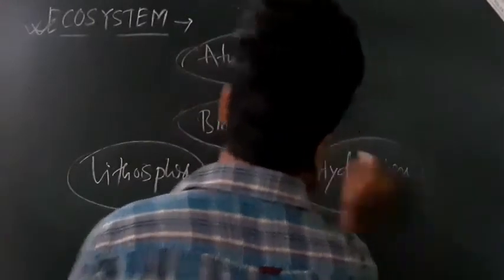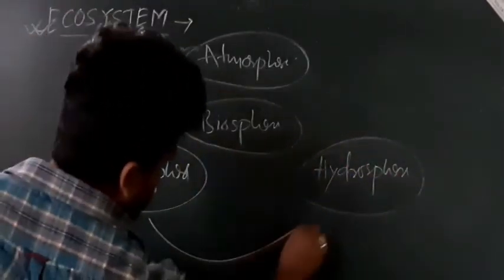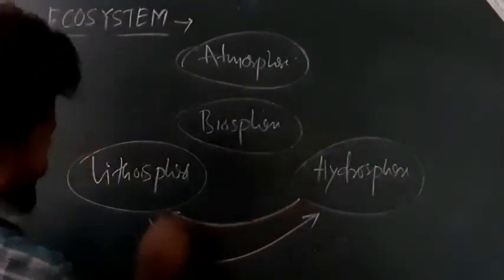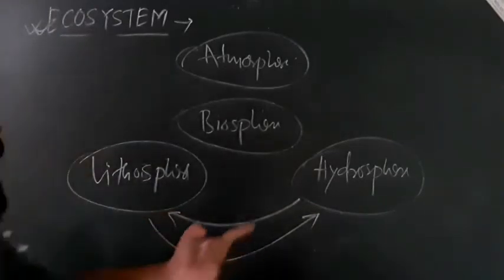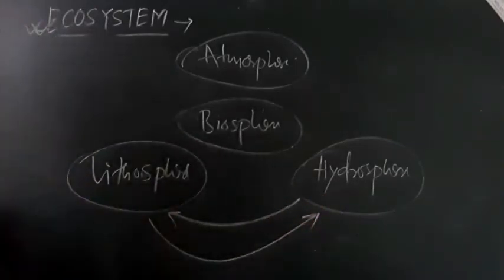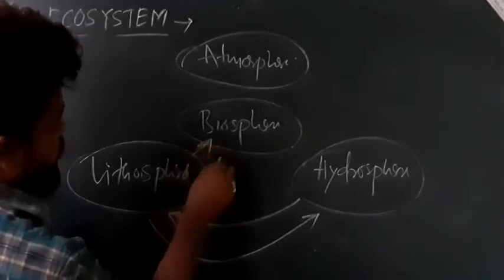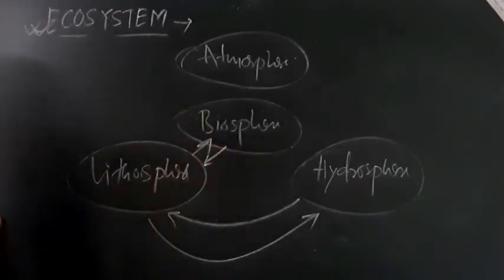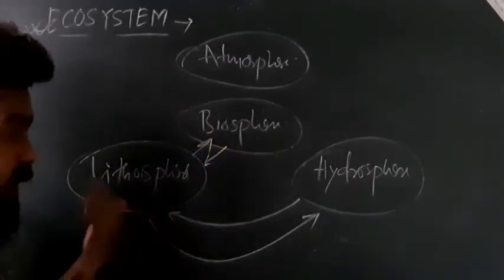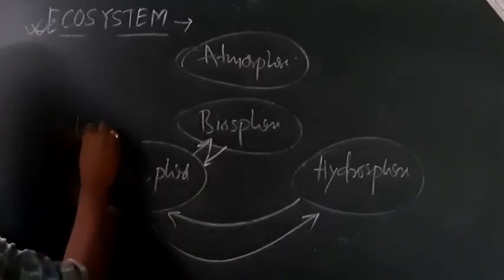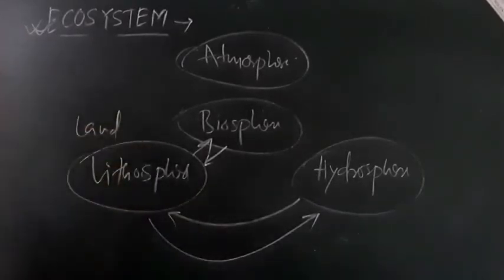These layers are actually interrelated. That means we can draw it like this. The lithosphere depends on the hydrosphere. The hydrosphere again depends on the lithosphere. Again the lithosphere depends on the biosphere, and the biosphere depends on the lithosphere. The lithosphere comprises the land surface. That means our land surface is called the lithosphere, right?